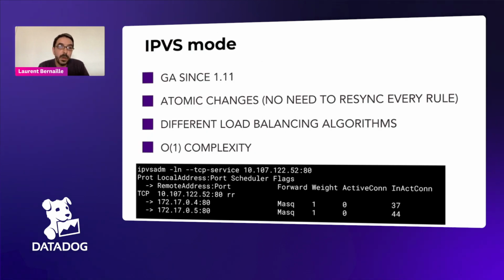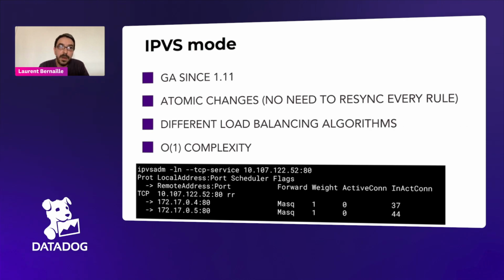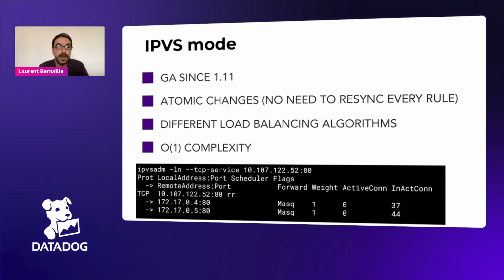Now, when we started, we knew iptables was going to be challenging. We also knew that a team at Huawei had started implementing another backend for kube-proxy, using IPVS instead of iptables. The main advantage of IPVS is that it's actually designed to do load balancing, so it makes a lot of sense to use it. It's been GA in Kubernetes since 1.11, and we've been using it ever since.